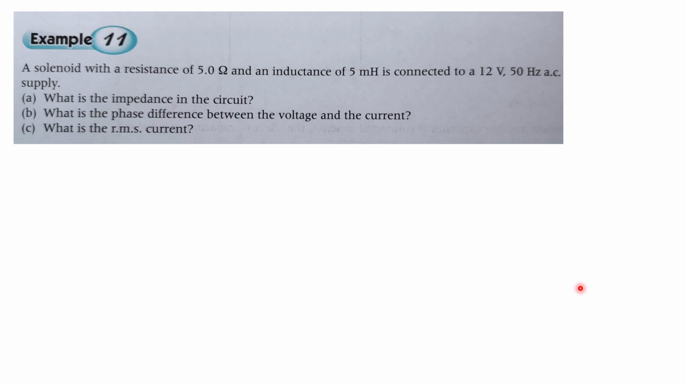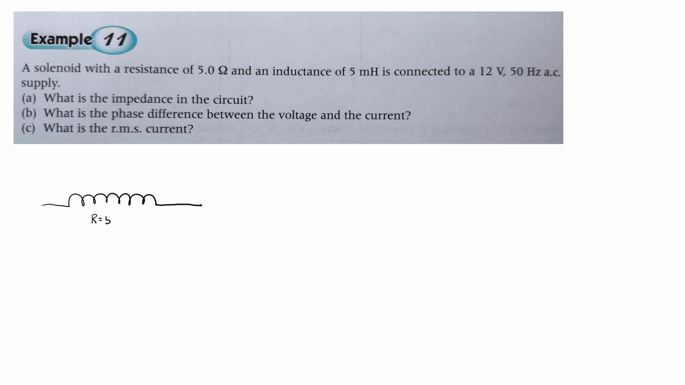A solenoid with a resistance of 5 ohm and an inductance of 5 millihenry is connected to a 12 volt 50 Hz AC supply. So let's draw it up. You have a solenoid. Okay, then it mentions here that this solenoid has a resistance of 5 ohm.